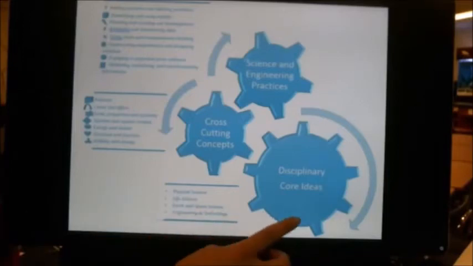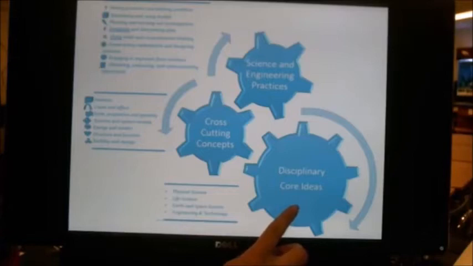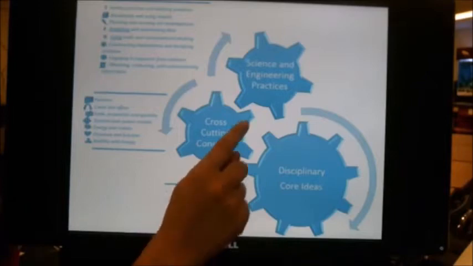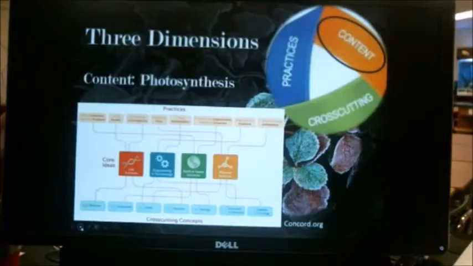The typical part that we normally think of are the disciplinary core ideas, and two pieces that the Next Generation Science Standards added were the cross-cutting concepts and the science and engineering practices. For my example here, the content that I used was photosynthesis, and what I found was a lot of times my students were leaving my class not knowing any more than they did coming in about photosynthesis.